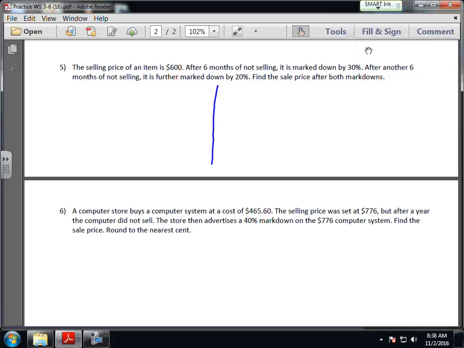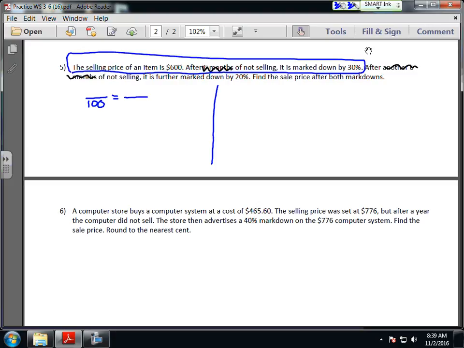I will tell you that the 6 months part we really don't need. We just need to know that it's a time period that after it, they mark it down more. We'll talk about it in just a second. All right, so we have got an item that is $600. Okay, I'm going to go ahead and just do the line equals line this time. You can put 100. What's the percent for the first time they mark it down? This is the first time they mark it down. Yeah, it's 30% marked down.